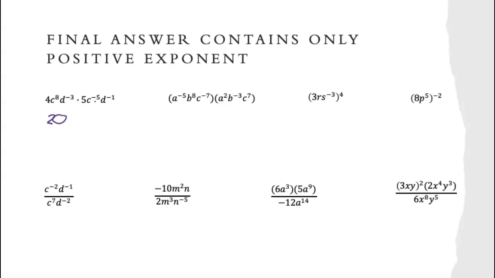I've got c to the 8th and c to the negative 5. Well, that would be c to the, remember we keep the base and we add those exponents, and 8 and negative 5 would give us positive 3. So far, so good. Then I have d to the negative 3 and d to the negative 1. So now I have d to the, if I combine those, that would be to the negative 4.